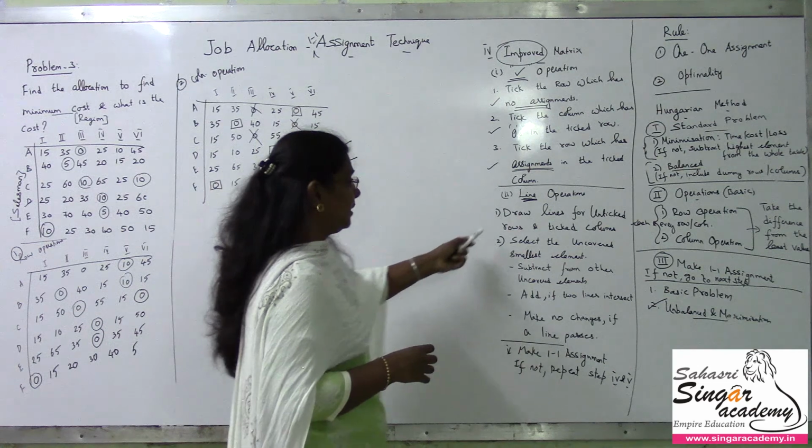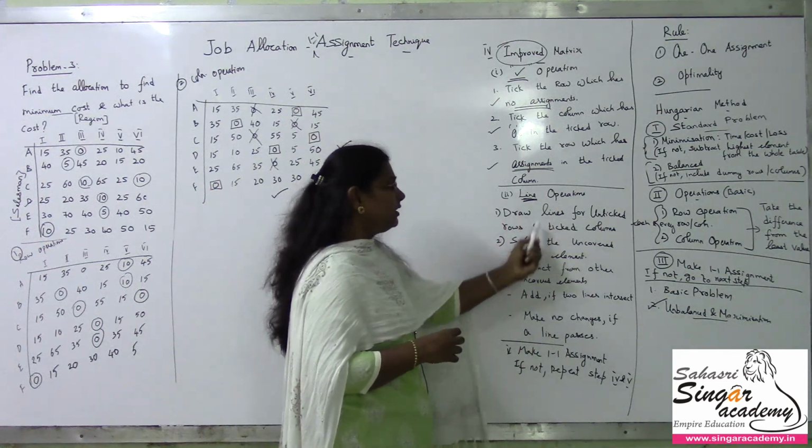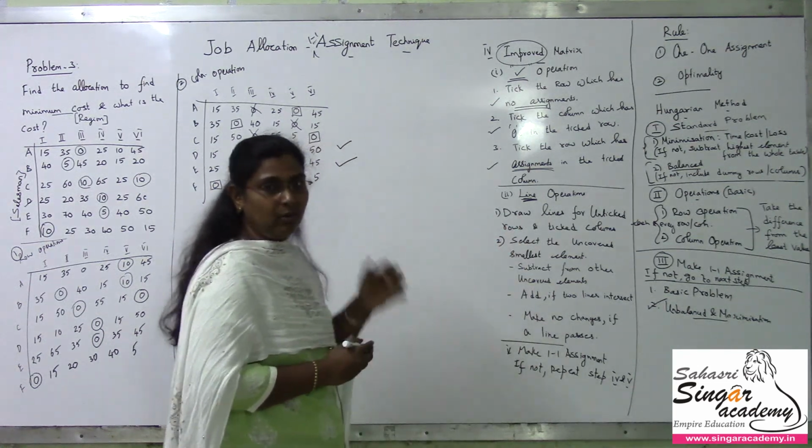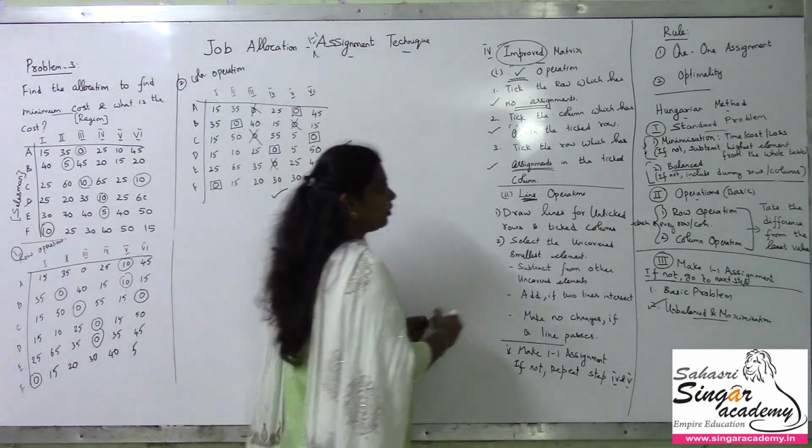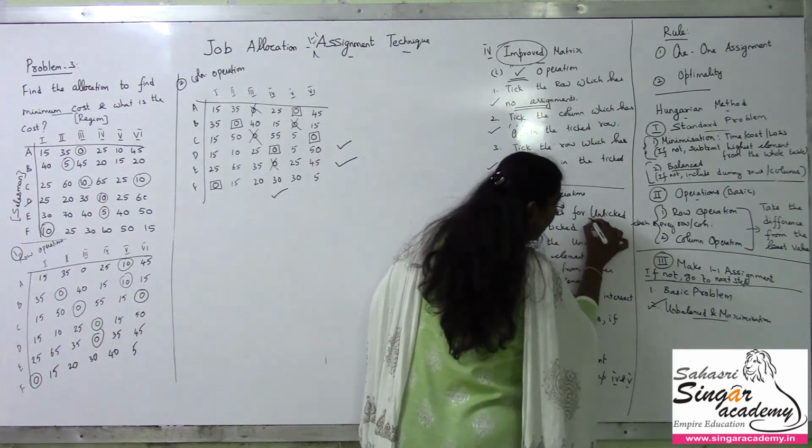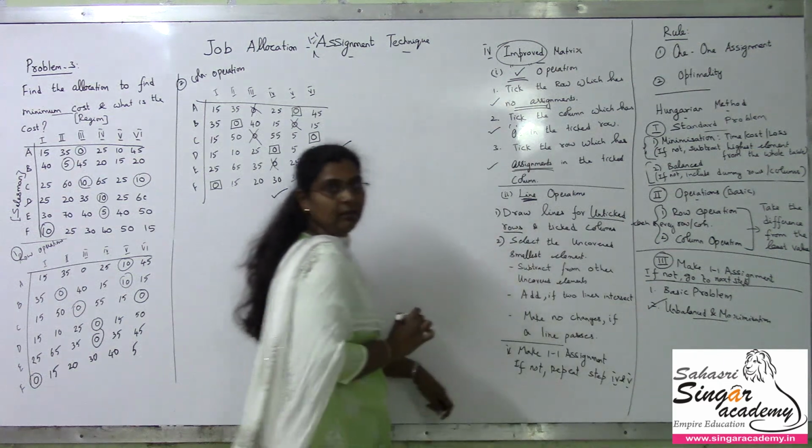The first line drawing operation here is draw lines for unticked rows and ticked columns. Please make a note here: unticked rows and ticked columns. Where do we have to draw lines? Unticked rows. Okay, which are the unticked rows?